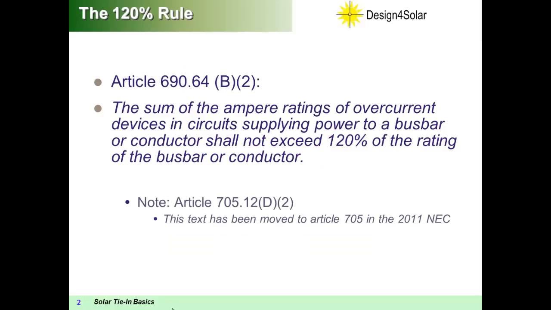Here is the text of the 120% rule taken directly from the NEC. The sum of the ampere ratings of overcurrent devices in circuits supplying power to a busbar or conductor shall not exceed 120% of the rating of the busbar or conductor. Crystal clear, right? End of tutorial.